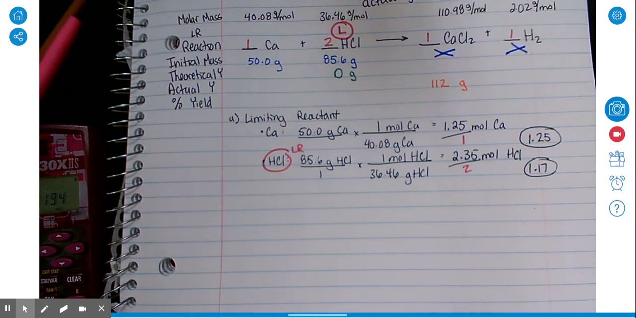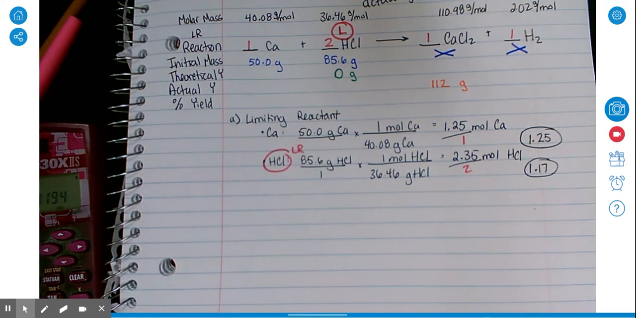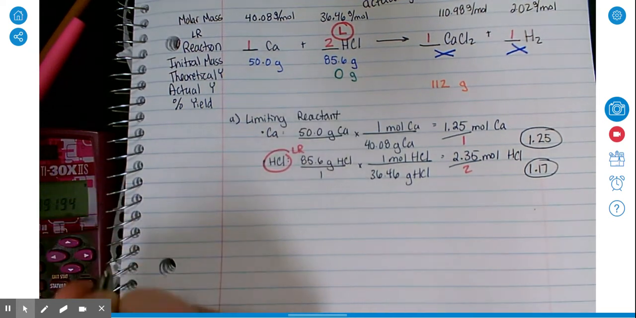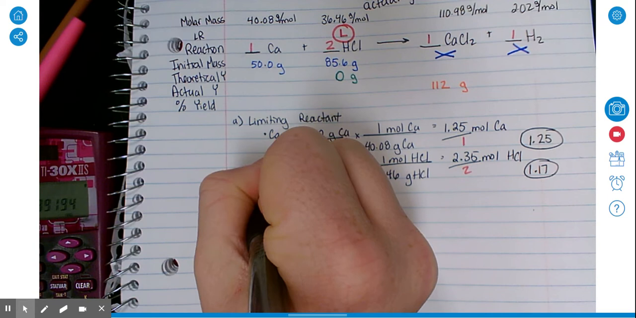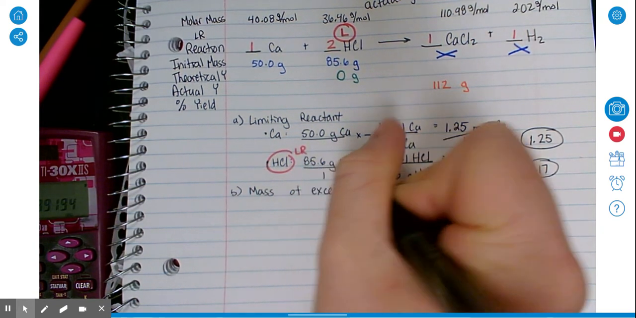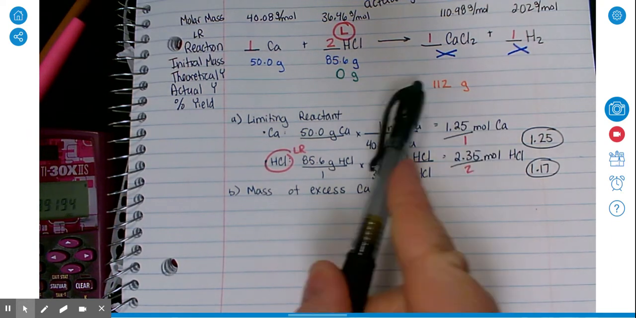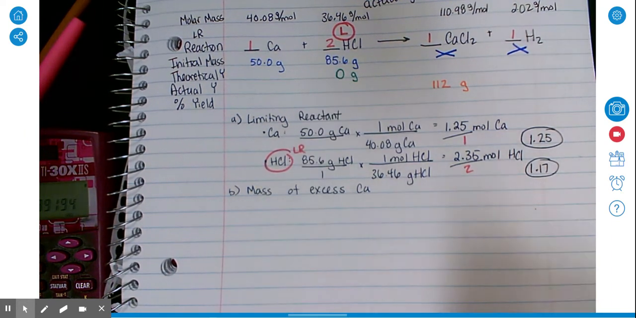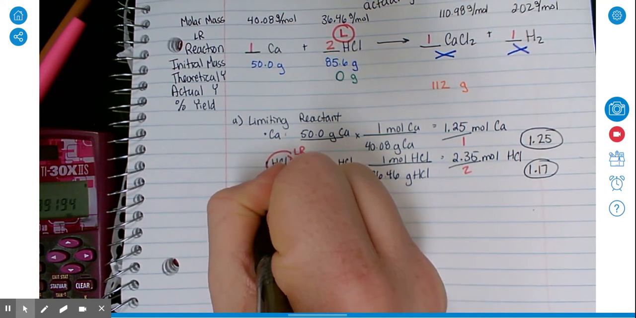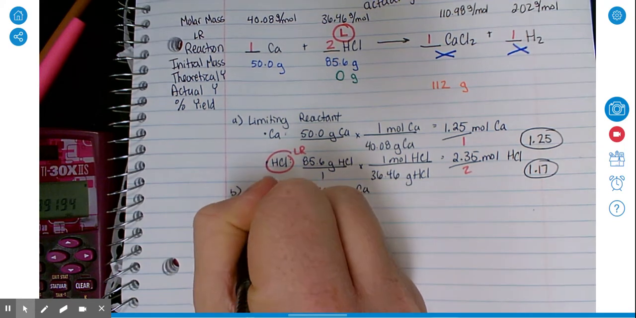All right, so after limiting reactant, you could do a couple of different steps. I usually just like to work left to right. So after limiting, I'm going to calculate the mass of the excess calcium. So the mass of the excess reactant. HCl, so I'm using my 85.6 grams of HCl.